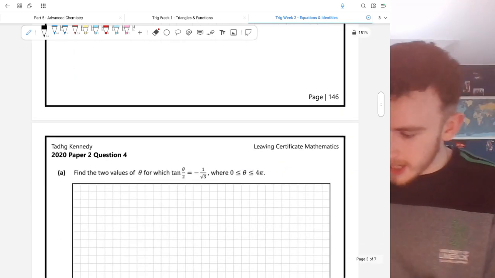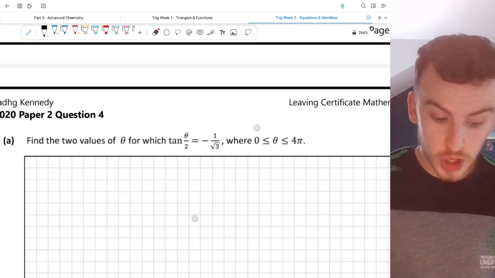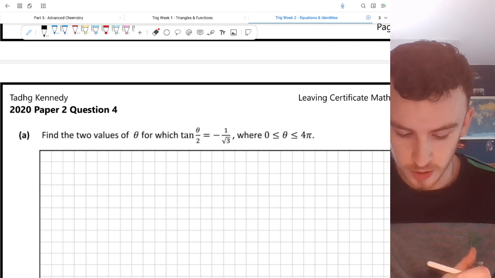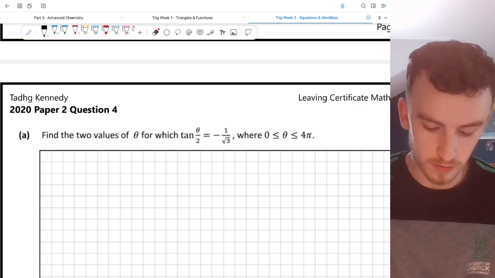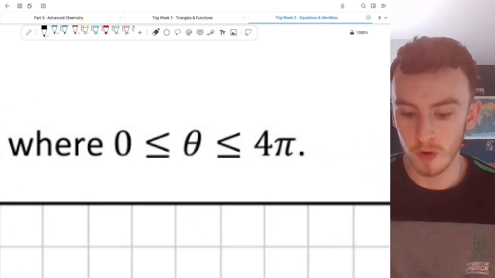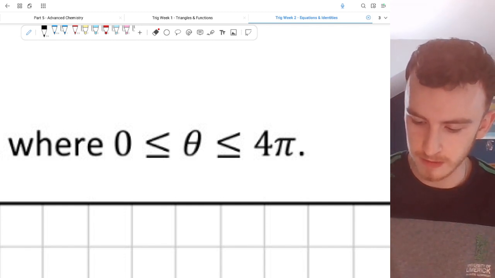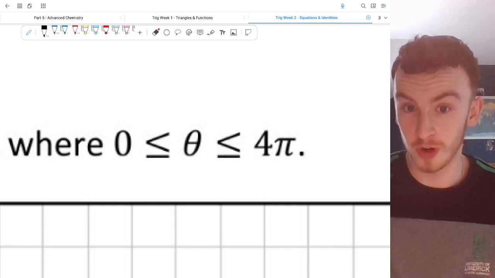All right, 2020 paper 2 question 4. So find the two values of theta for which tan of theta over 2 is equal to minus 1 over root 3, where theta is between 0 and 4 pi. So 4 pi, so we're dealing with radians. So first things first, make sure your angle unit is in radians before you make any mistakes.